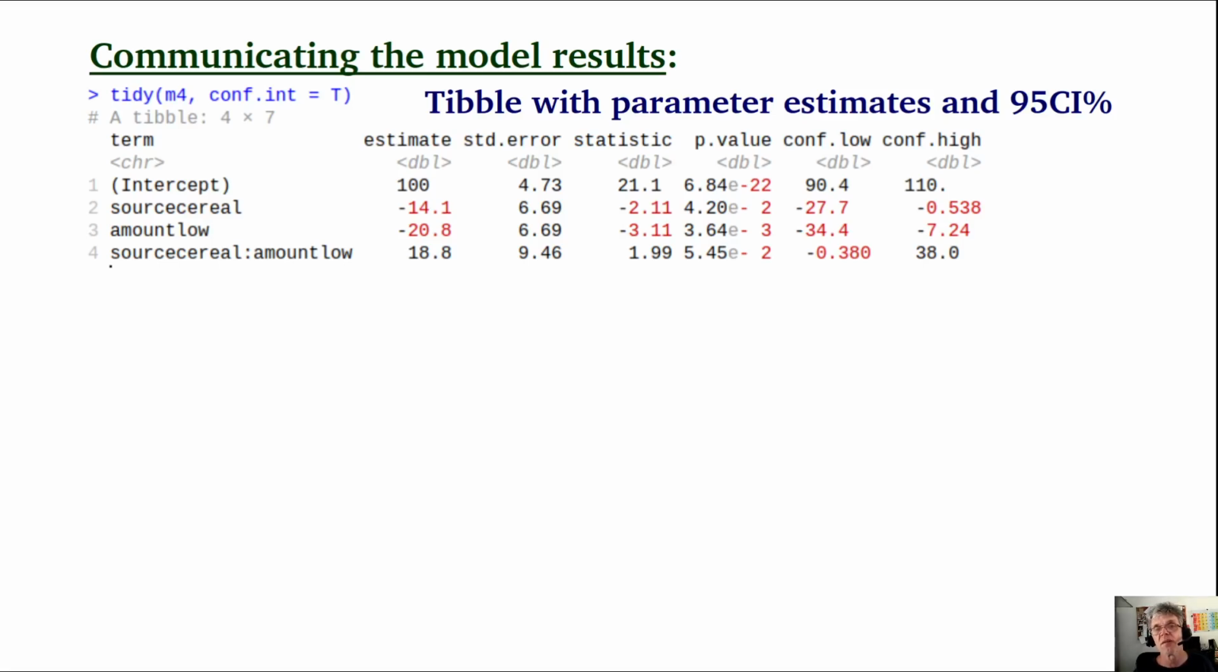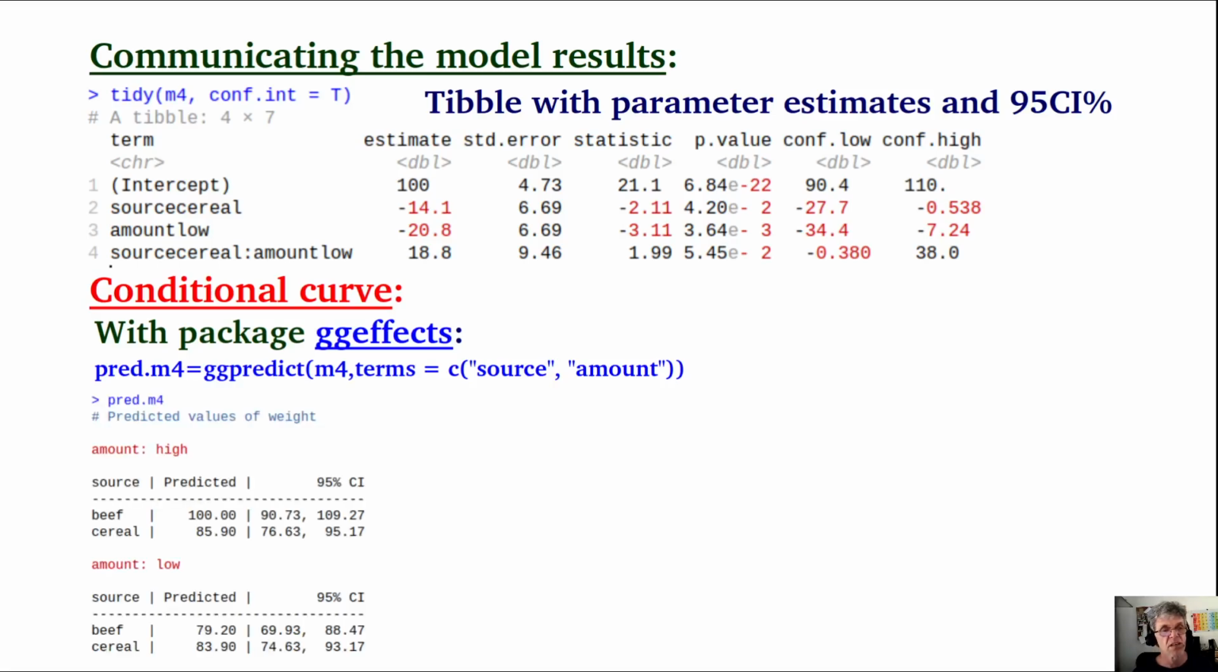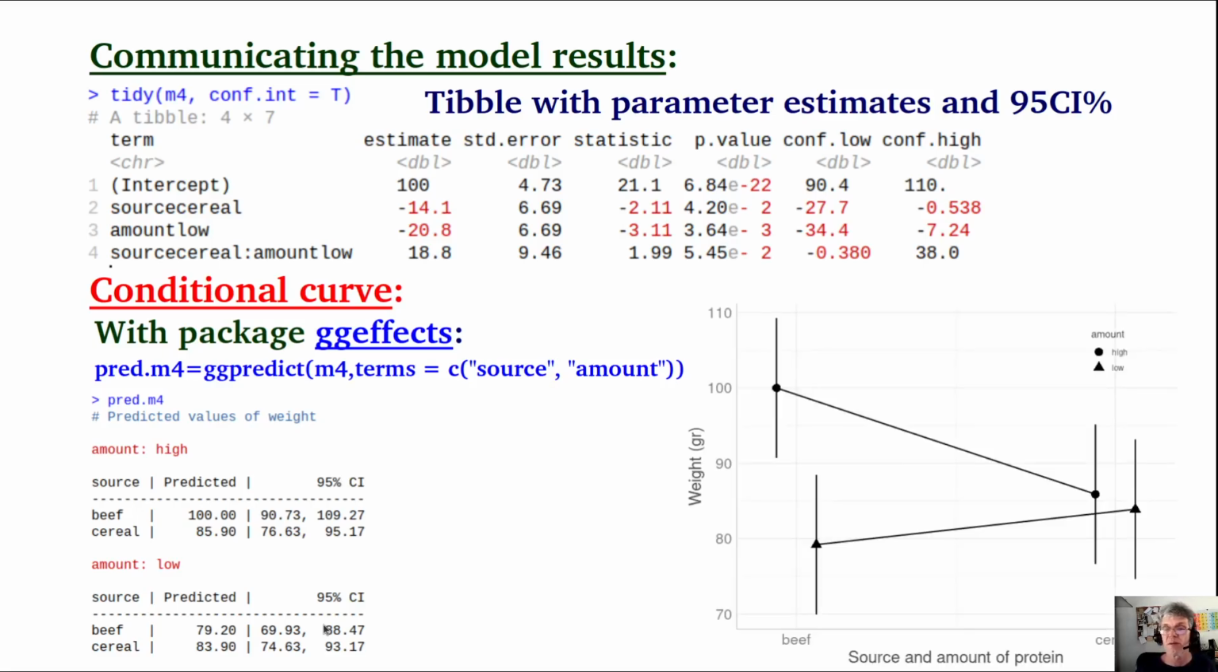We can communicate the results as usual with a table with parameter estimates and the 95% confidence intervals, and even better with the conditional curve obtained with the package ggeffects. We obtain the predicted values for each of these 2 explanatory variables with the original M4 model, which yields a very simple data frame with the 4 predicted values of the means and 95% confidence intervals, from which we can make the following plot. The fact that these 2 lines are not parallel is an indication that there is a relevant interaction between these 2 explanatory variables.